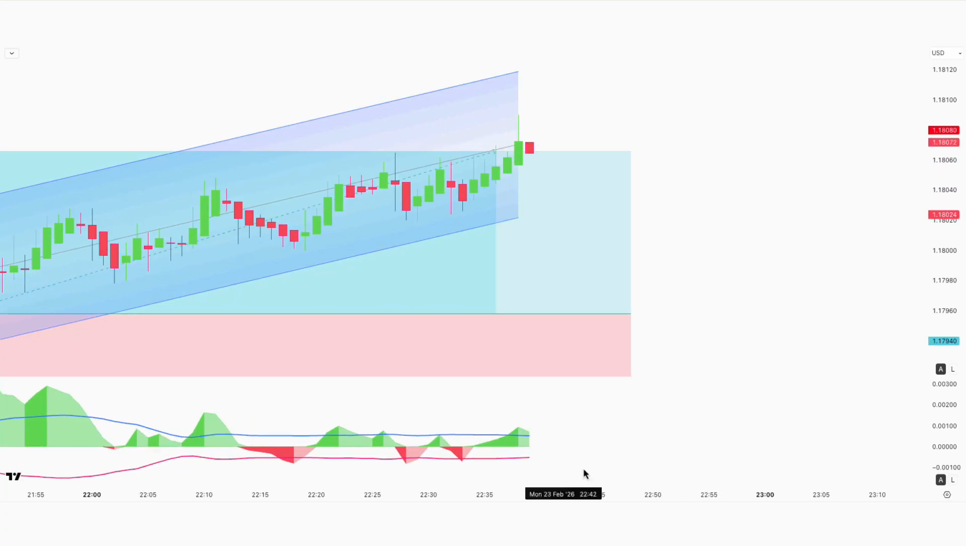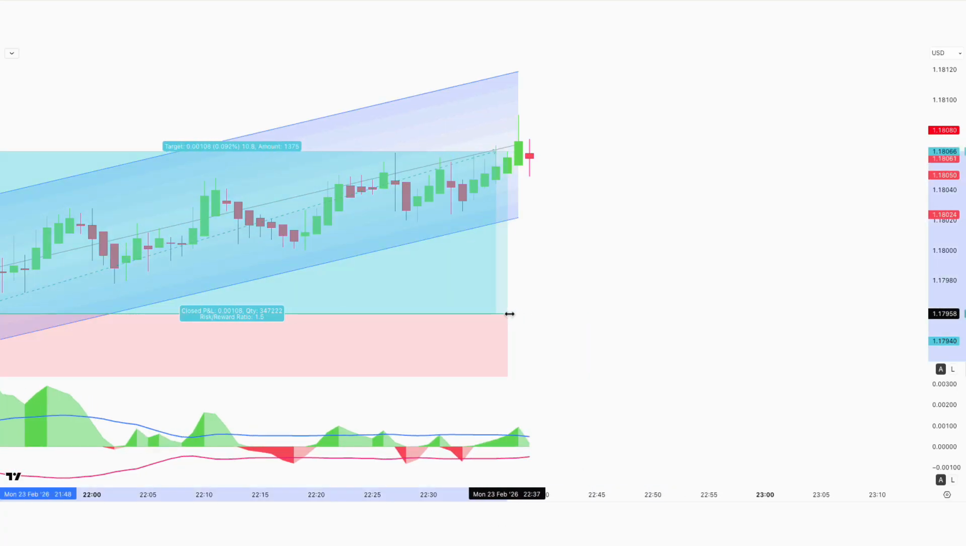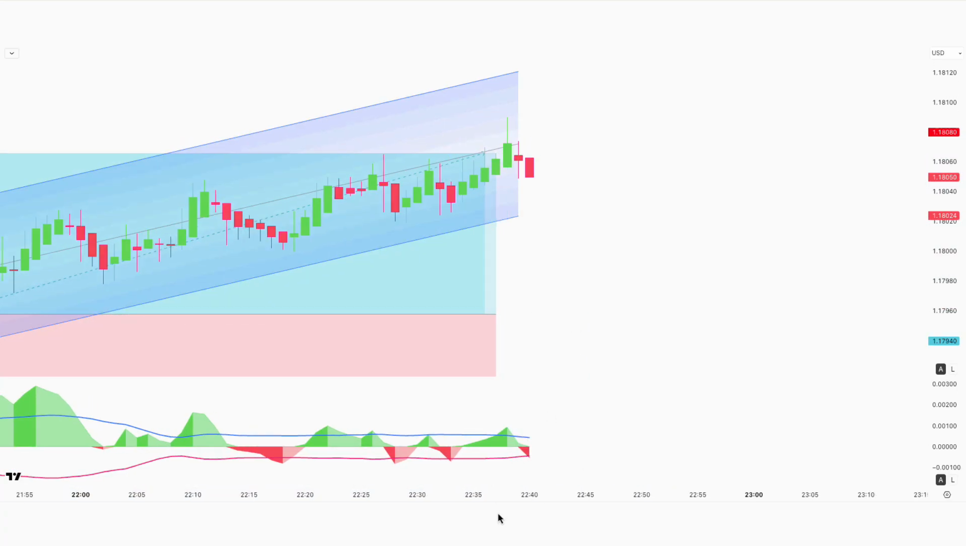The market has completely hit the target. We are going to see examples of some trades so that you will definitely understand.